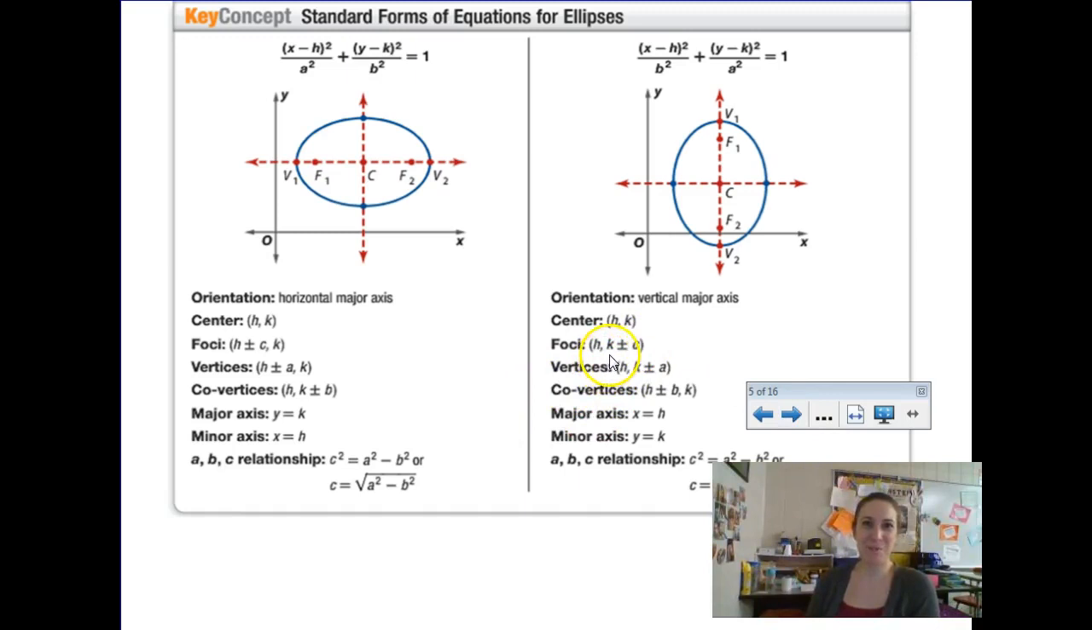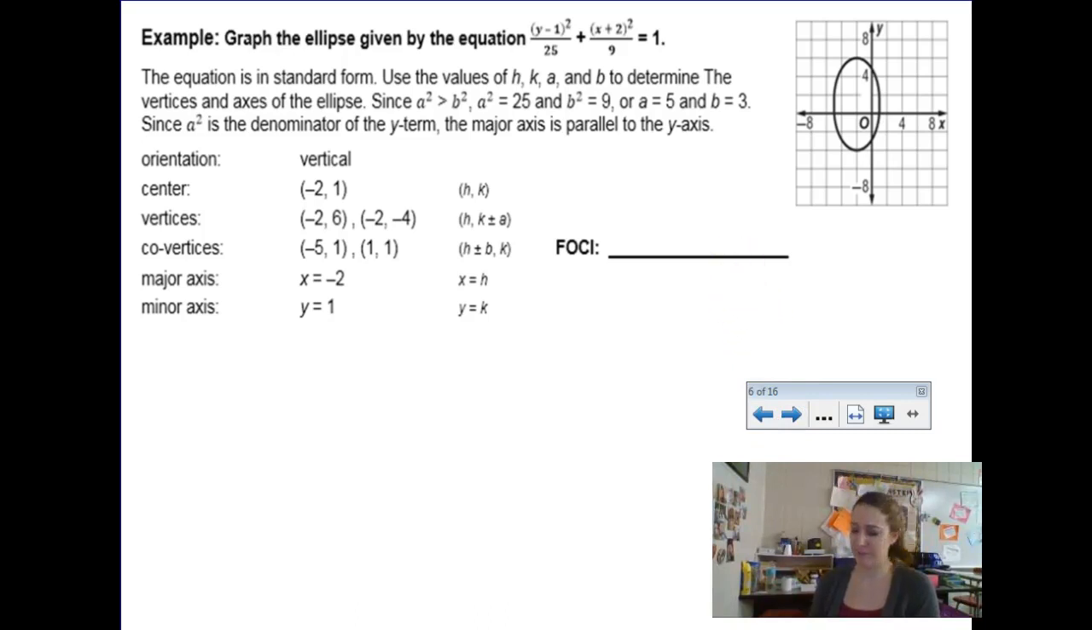This is also the information that you'll see on your green sheet, and has a nice visual. Just like with our parabolas, the formulas for how to find things change based on whether it's a horizontal or vertical parabola, but now we have a horizontal and vertical major axis ellipse. So when we see a visual of this, it's going to make a lot of sense, I think. And this is one of those examples that's already done in your notes.